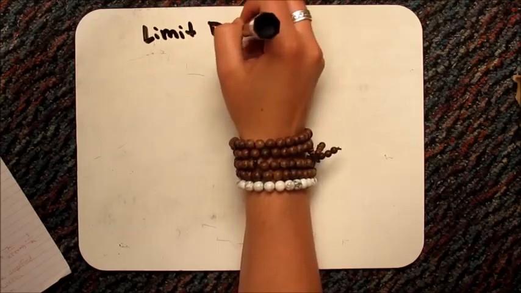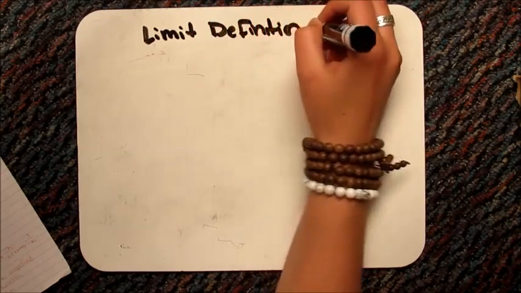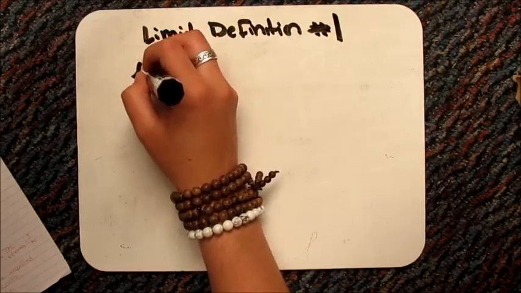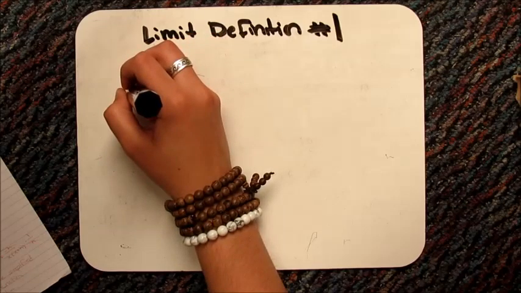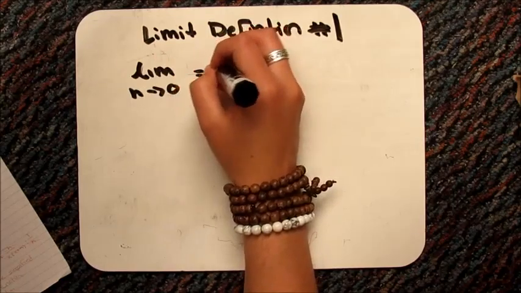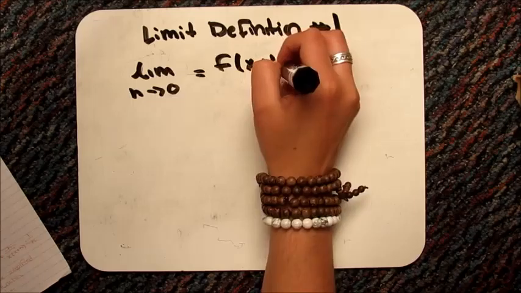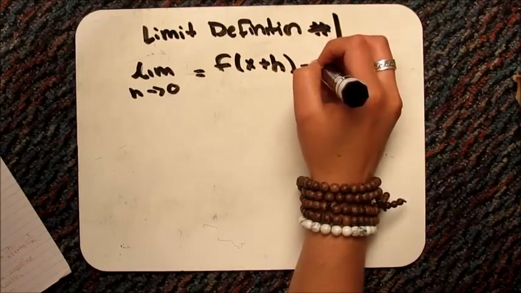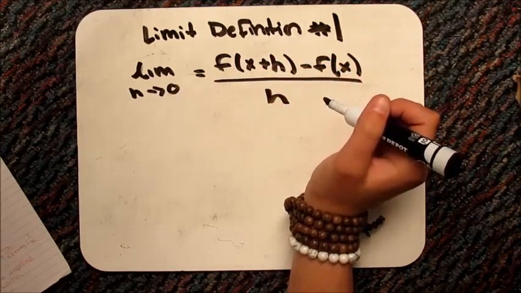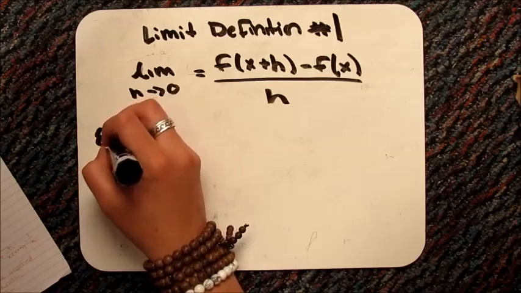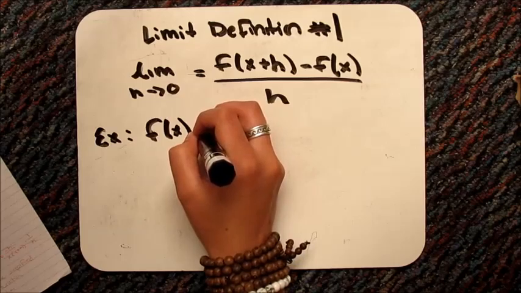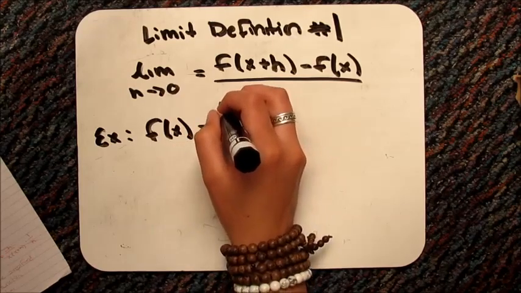So today I'll be teaching you guys about the limit definition of a derivative, the first one. So the formula that we're going to use is the limit as h approaches 0 of f(x plus h) minus f(x) over h. And so the example that we're going to use for this, the one that we're going to find the derivative of, is f(x) equals 1 over x.